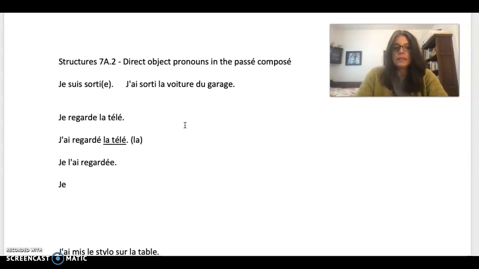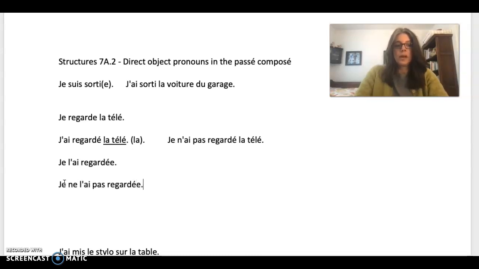When you want to make the sentence negative, so you're going to say, I didn't watch it, the ne and the pas, well, let's go back to the sentence here. If we want to make that sentence negative, j'ai regardé la télé, and we want to say I didn't watch television, remember that the ne pas goes around the auxiliary verb. So we would say, je n'ai pas regardé la télé. Okay. The pas is going to go in the same place. The ne is going to include the pronoun and the auxiliary verb. So we're going to say, je ne l'ai pas regardé.